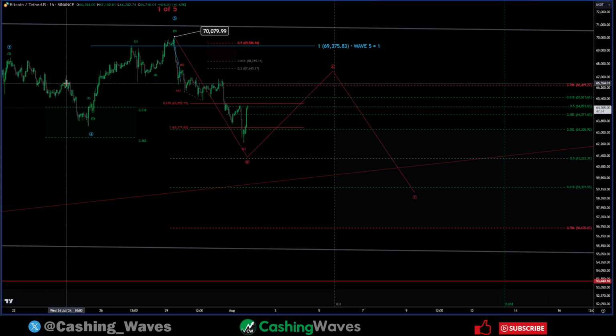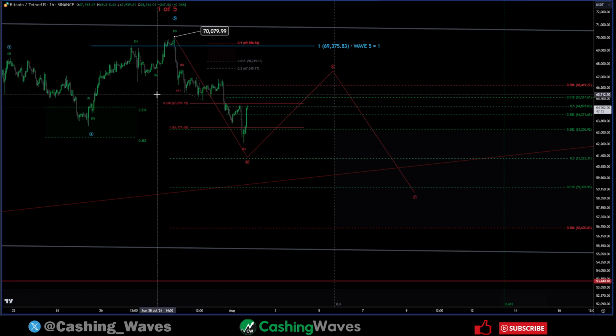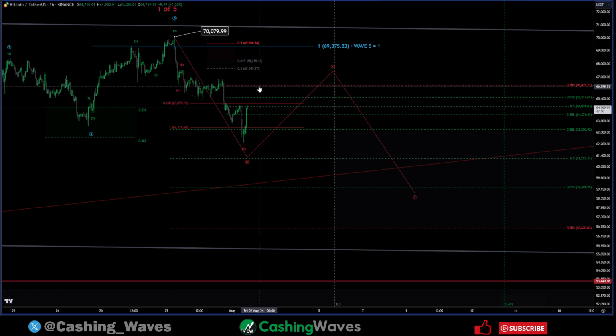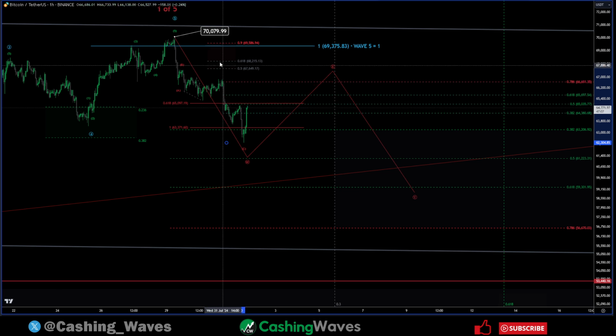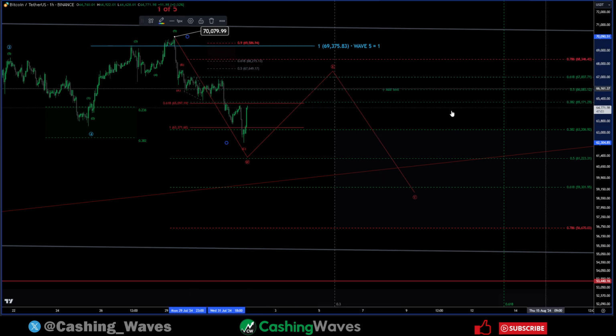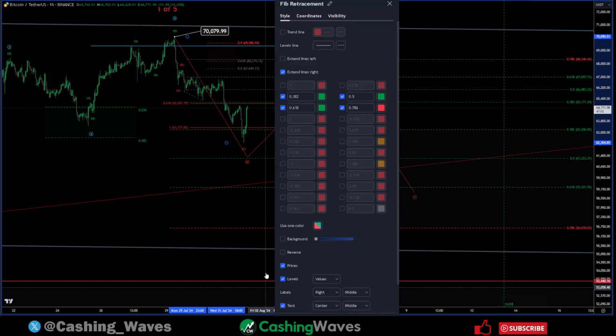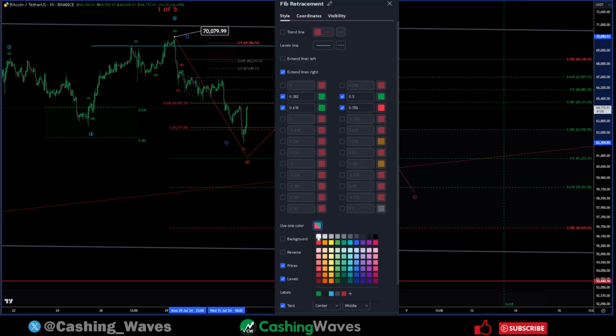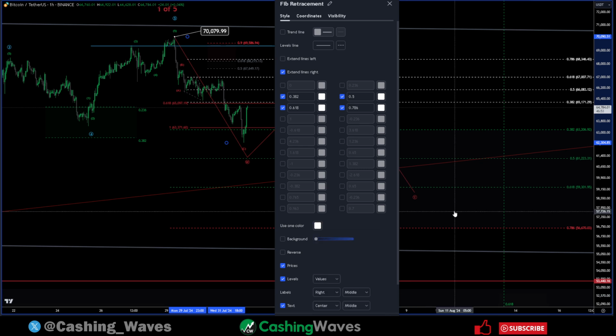Now, if that ends up happening, what we would look for, you can take that same Fibonacci level, we would look for, let me make this a different color so it's easy to see. Make that white. Yeah, that's good.